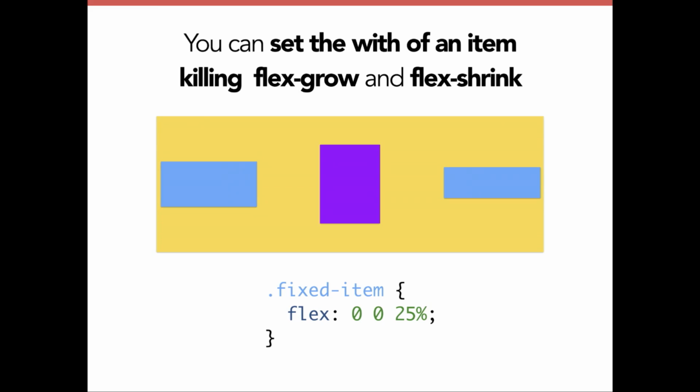I select them, and I say, okay, flex. I give their flex behavior, and I will try to translate the CSS into English. That's an exercise of translation. Here I say, okay, my blue items, I want you to be 0, 0, 25%. So what does it mean? It says you cannot grow and take more space, 0. You cannot shrink and take less space, 0. And I want you to be exactly 25% of the flexbox.